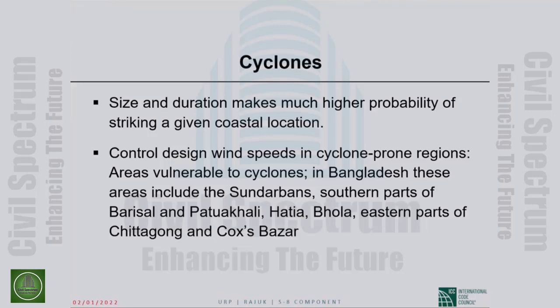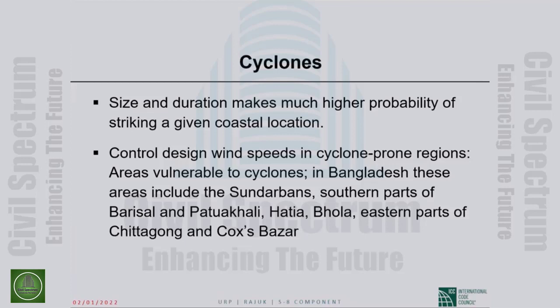These cyclones control design wind speeds in cyclone-prone regions. No question, it's not thunderstorms anymore. The cyclones take over. Areas vulnerable to cyclones in Bangladesh include the Sundarbans, southern parts of Barishal and Patuakhali, Hatia, Bhola, eastern parts of Chittagong, and Cox's Bazar. I copied it from BNBC.